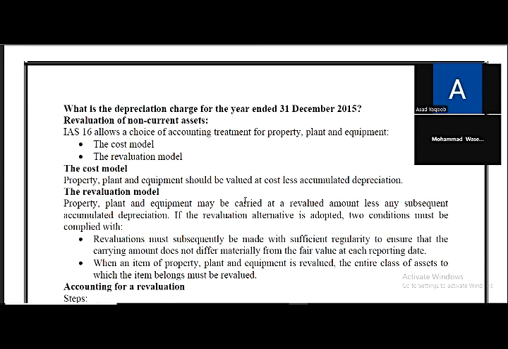So, IAS 16 allows you to follow two methods. One is the cost method. What is the cost method? Basically, you buy the asset, you record the cost. Over the period, you calculate the depreciation. Accumulated depreciation is calculated and depreciation is calculated. The other model is the revaluation model. What is the revaluation model? They say that property, plant, and equipment may be carried at a revalued amount, less any subsequent depreciation. Do you know why the revaluation model is followed?